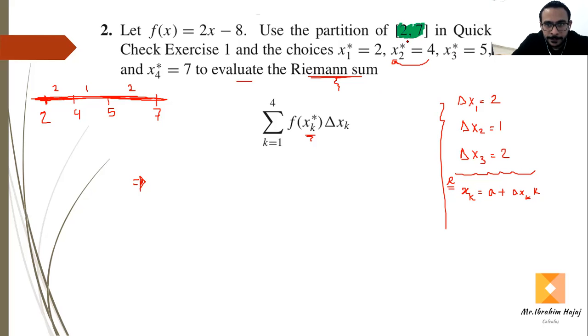The partition here is 2 to 7, and x1 is 2, x2 is 4, x3 is 5. To find the partitions, we have to draw rectangles.